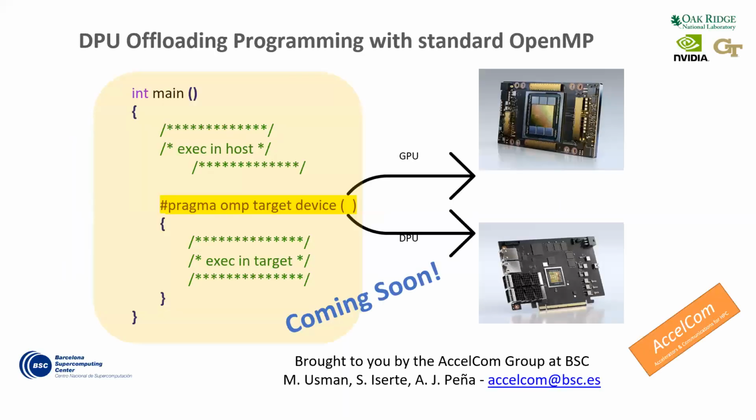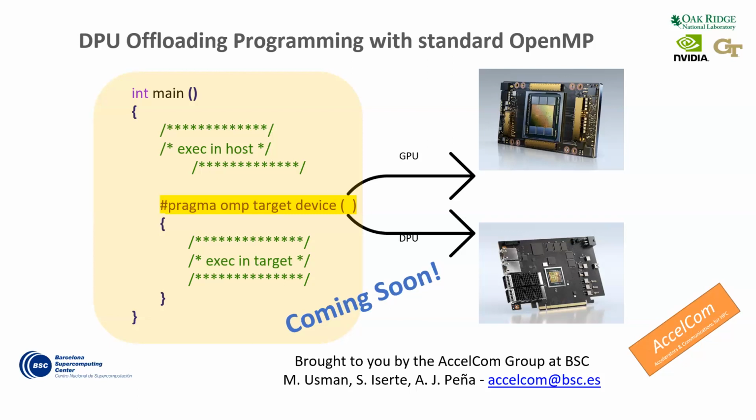Okay, so this is the other type of programming model that we can use to program the DPUs, and this is a preview of what is coming soon. I want to mention that we can use a programming model like OpenMP target offload, where we can mark specific regions in the code that we want to offload or execute in the target architecture.